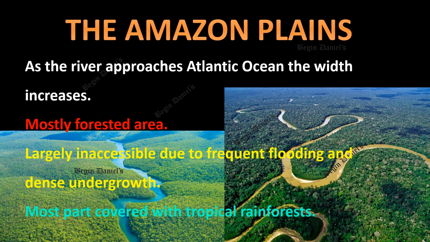In the Amazon plains, as the river approaches the Atlantic Ocean, the width increases. Mostly forested areas, largely inaccessible due to frequent flooding and dense undergrowth. Most of this basin is covered with tropical evergreen forests.